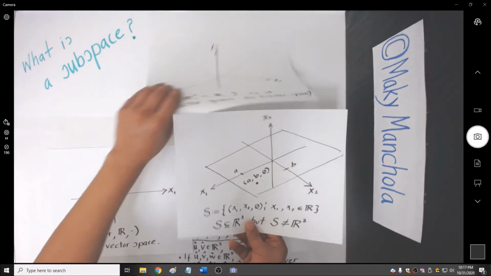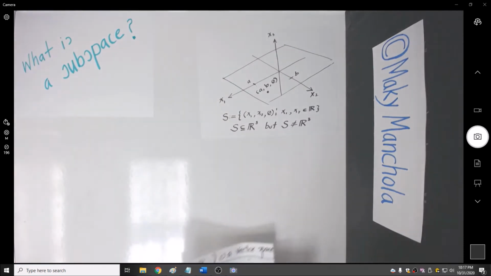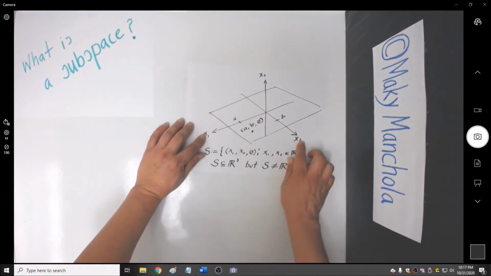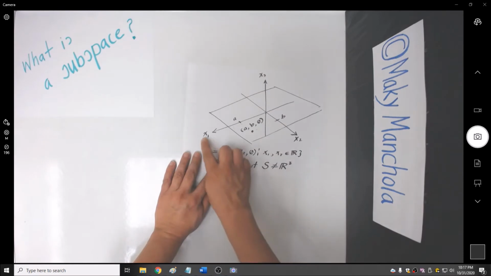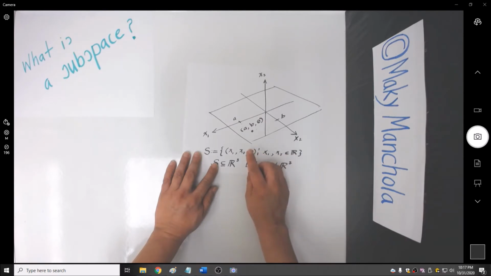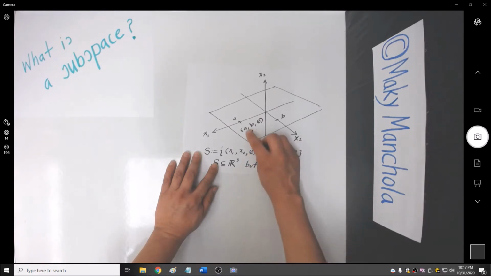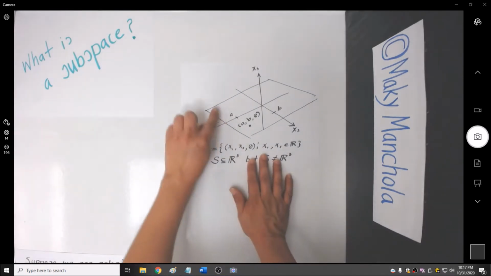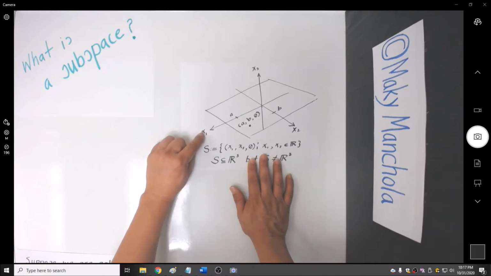So here we have the three-dimensional space x1, x2, x3, and then we're looking at the x1, x2 plane. Observe that points on that plane are triples: a, the x1 value, b, the x2 value, and then 0 for the x3 value, because on the x1, x2 plane, x3 is 0. This is the x1, x2 plane.